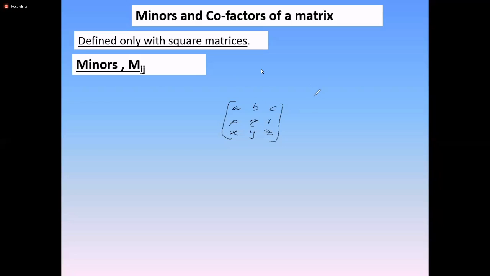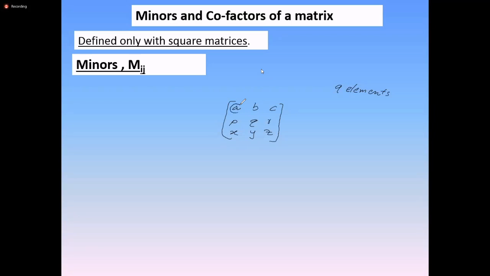You can see each row has 3 elements, and there are 3 rows. Then 9 elements, 9 members, or if it is numerical, 9 figures are there. So there are 9 minors and there are 9 cofactors associated with each element. Let's say minor. What is the minor of A?